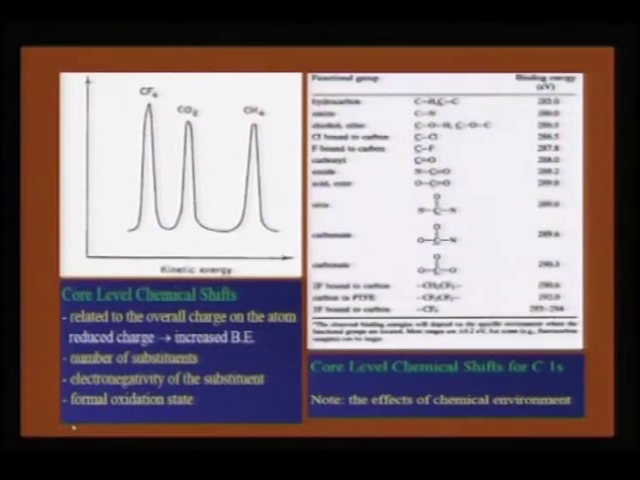This is another case. If you have CF4 or CO2 or CH4, as we saw from the previous graph, we can clearly see the carbon 1s peaks are shifted. Core-level chemical shifts are related to the overall change on the atom, and a reduced charge means increased binding energy. The number of substituents can be evident from the number of peaks. The electronegativity of the substituent is also magnified between oxygen, fluorine and hydrogen. So, the shift is very clear, and the formal oxidation state can also be traced.